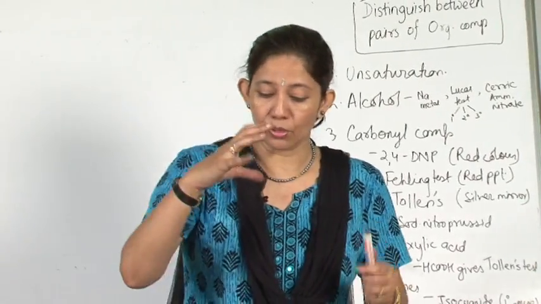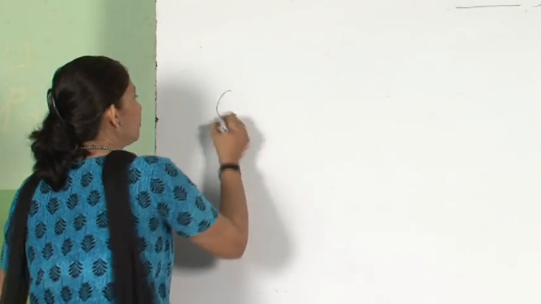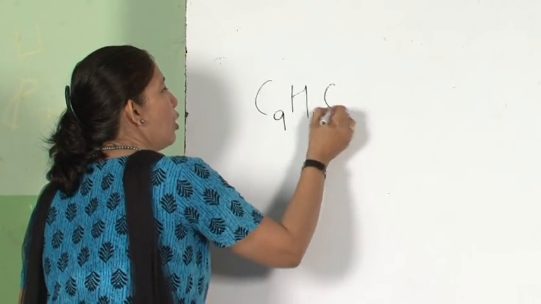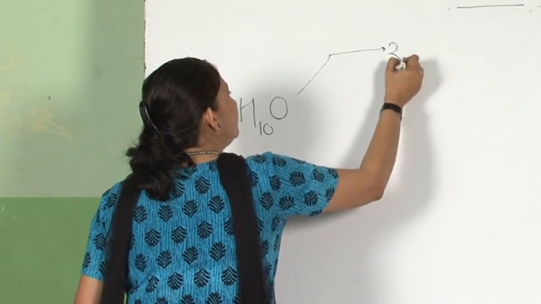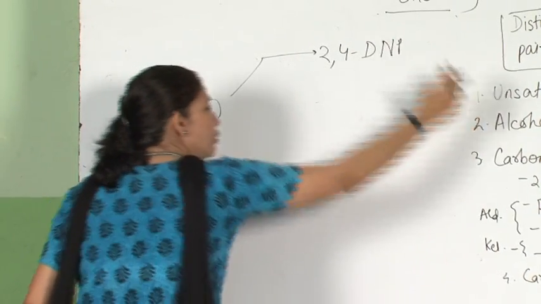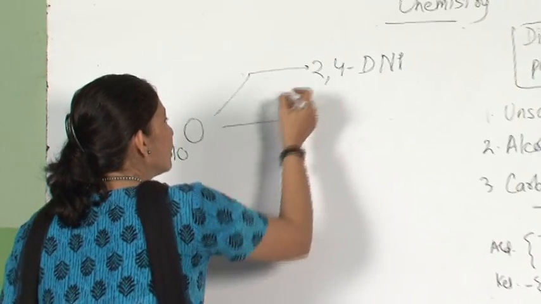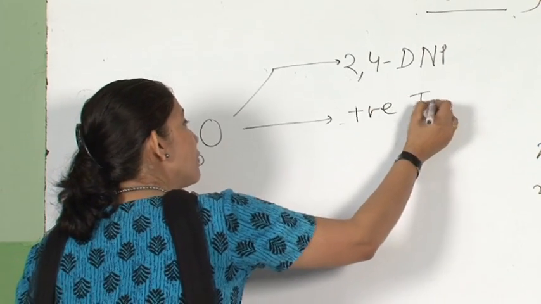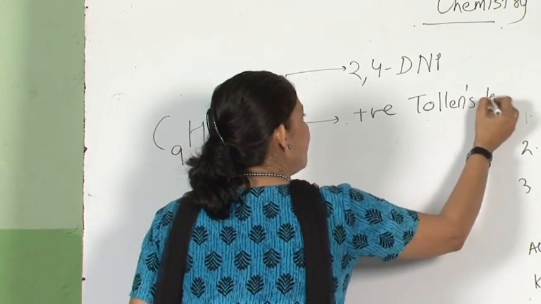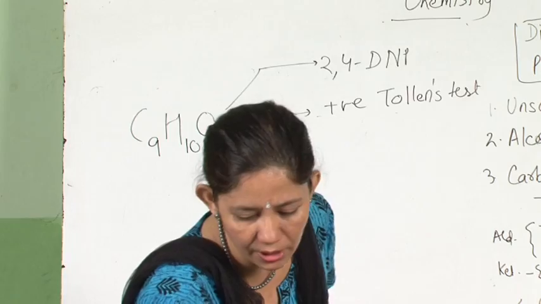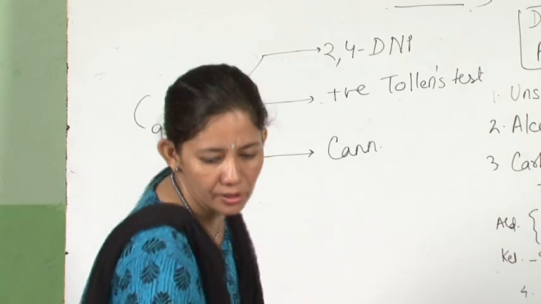Let me try out one of the word problems that was asked this year, that is 2012. I'll try to convert a word problem into a flow chart. An organic compound with molecular formula C9H10O. This organic compound is going to give me 2,4-DNP. Apart from that, this is going to reduce the Tollens' reagent. That means it is giving me the positive Tollens' test. If it is not able to reduce, it means negative. So positive Tollens' test. This is also giving me the Cannizzaro reaction.